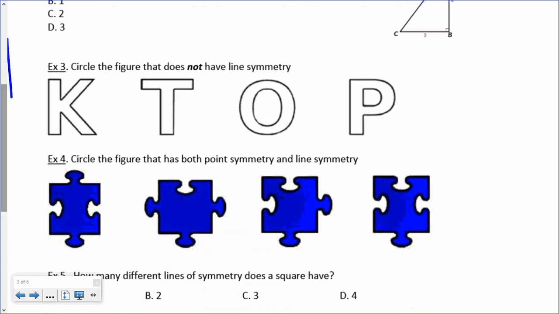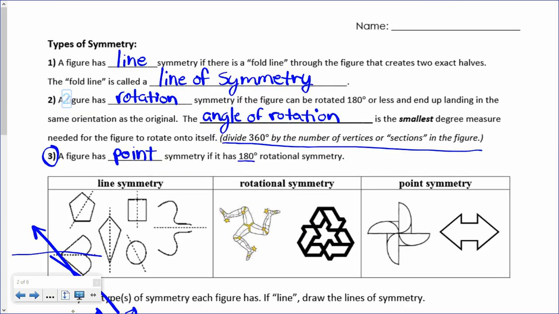I would like you guys to take a look at these letters of the alphabet. Which one does not have line symmetry? T does not have line symmetry. I can draw a line to cut a K in half. Yeah. It's like a butterfly.